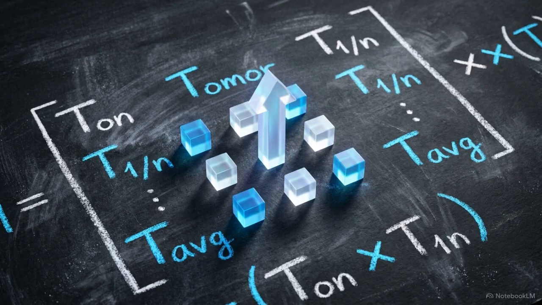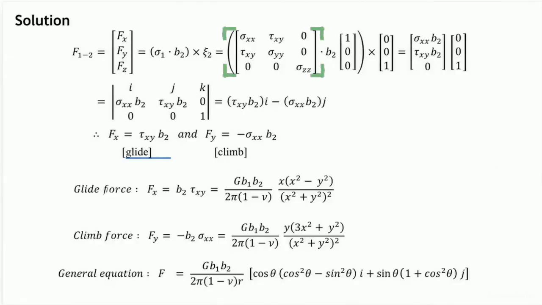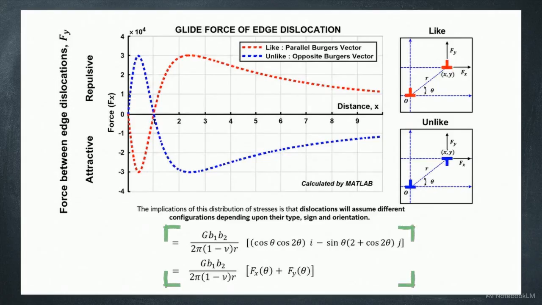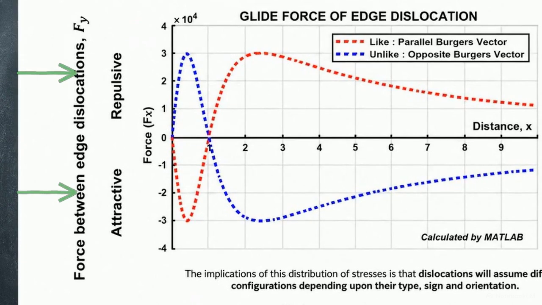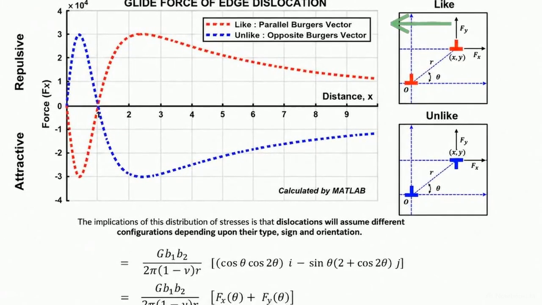We apply the Peach-Koehler equation to determine how the stress field generated by the first dislocation physically acts upon the second. Substituting the specific stress components into the matrix isolates two distinct forces acting on dislocation 2, the force for glide, Fx, and the force for climb, Fy. This chart visualizes the mathematical output, showing the spatial distribution of glide force around the edge dislocation. It fluctuates between attractive and repulsive zones. Geometric orientation dictates this. Dislocations with parallel Burgers vectors generate repulsive force, while anti-parallel configurations generate attractive force.